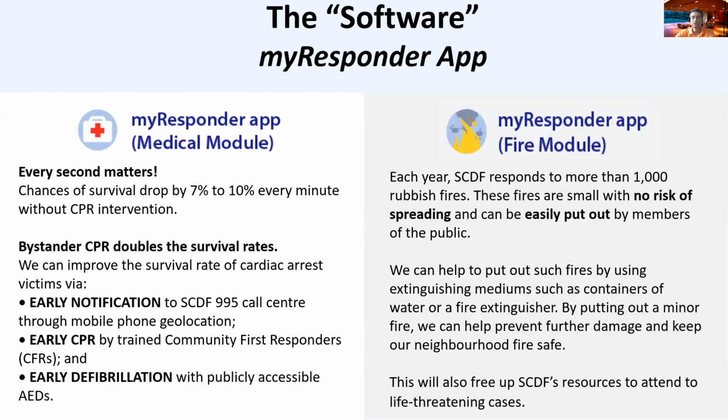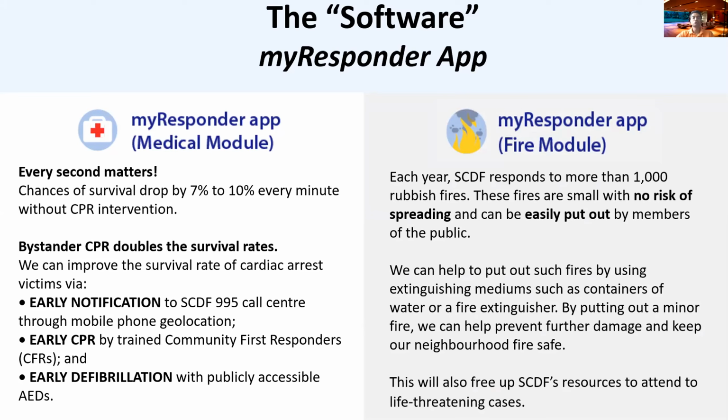And as I mentioned, as you saw in the video, the second aspect is the fire module. Since 2018, the MyResponder app has also been enhanced to alert MyResponders to minor rubbish fires as well. Similar to the medical module, the MyResponder fire module will notify the CFRs of minor rubbish fire cases within 400-meter radius of their location. The user can then choose to respond to the case and put out the fire by using extinguishing mediums such as containers of water or a fire extinguisher.